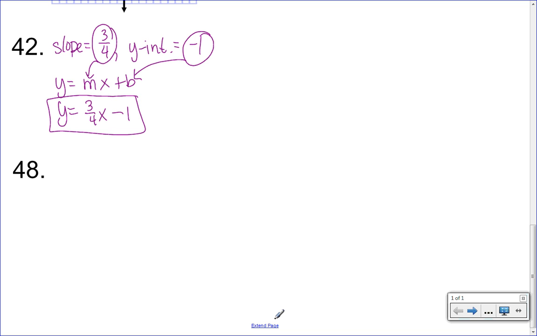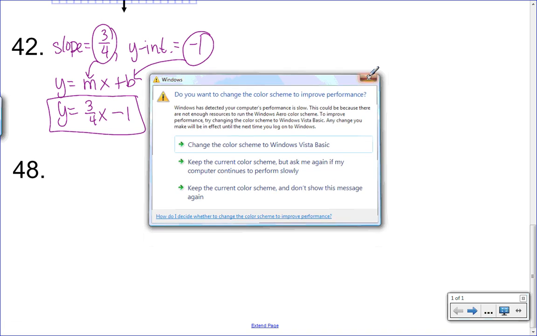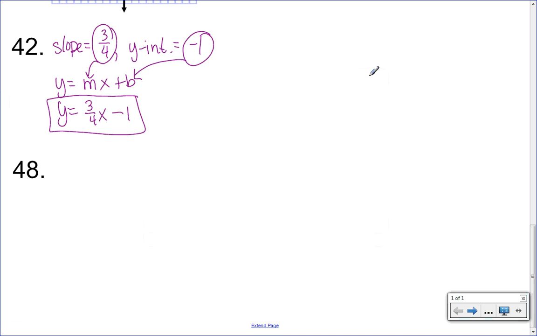Last one. Number 48. The directions say the table shows the changes in the average concert ticket prices. Part A says to make a scatter plot and draw a line of fit for the data. Now you should be able to do that portion in the calculator using the directions you were given in class on Friday. So use the calculator to calculate the line of best fit. And if you did that correctly, your equation should be y equals 6.57x plus 22.86.